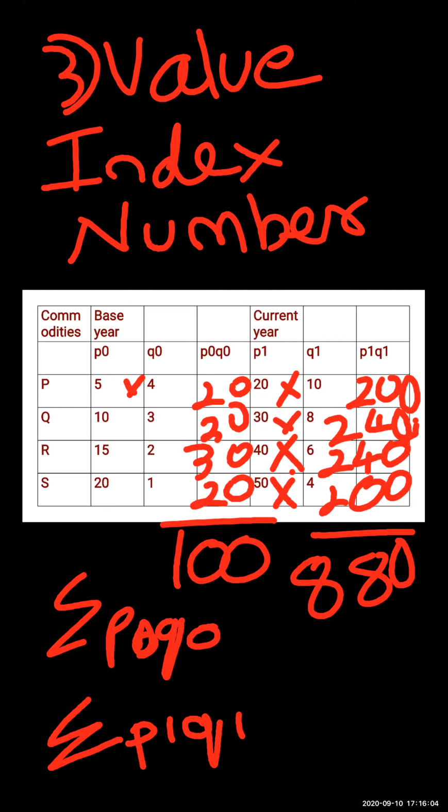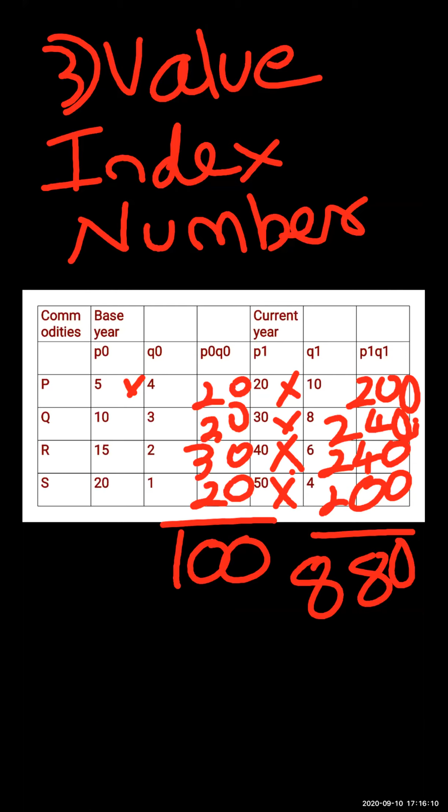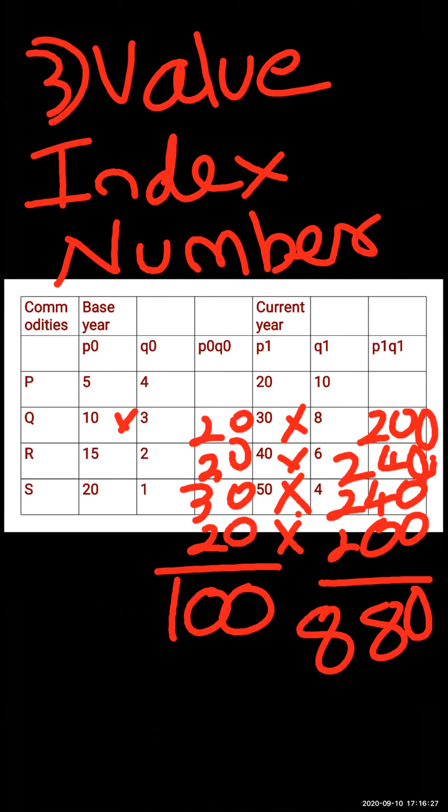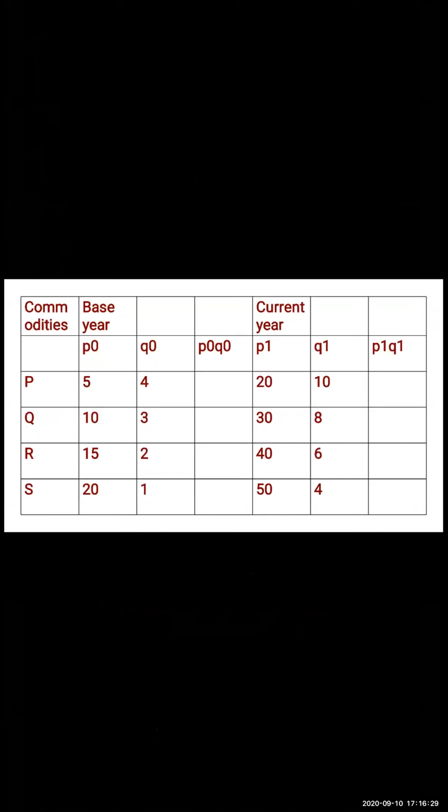Okay, now I'm going to tell you the next step, after finding out the total. First we multiplied the price of base year and quantity of base year. Then we added and we got sigma P0 Q0. Now write down the formula. I'll erase this; you all help me out with the numbers later on.